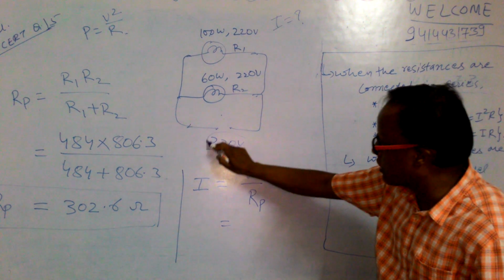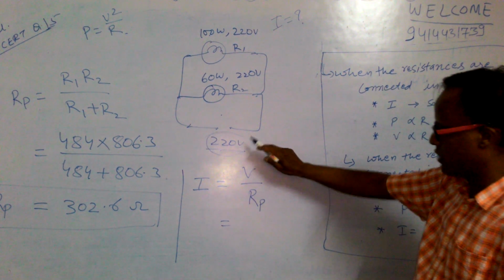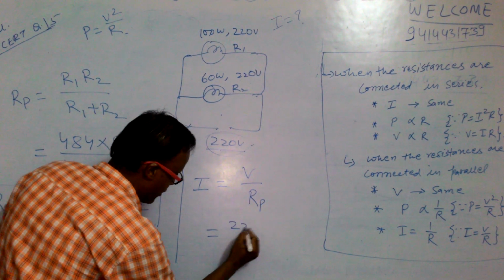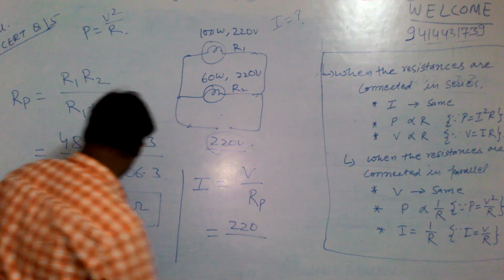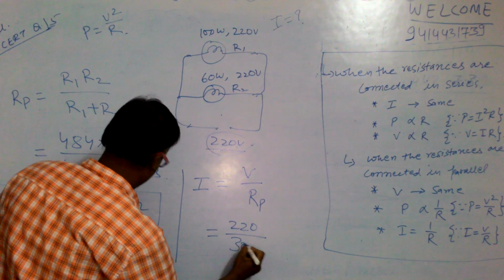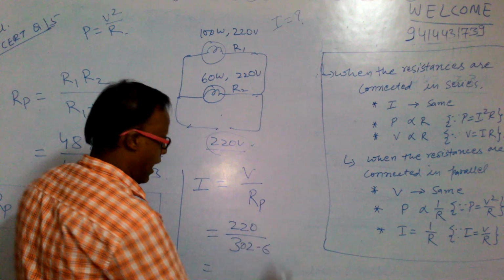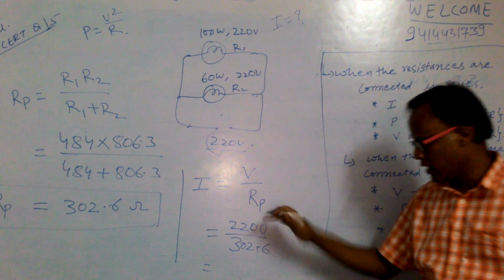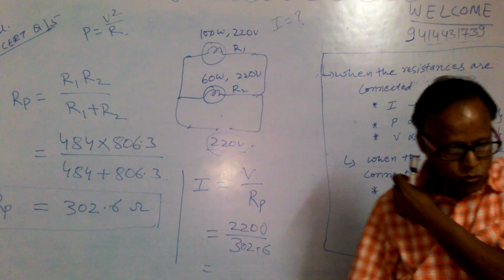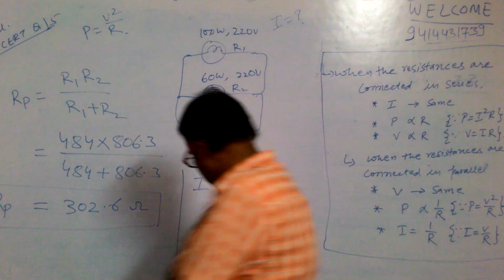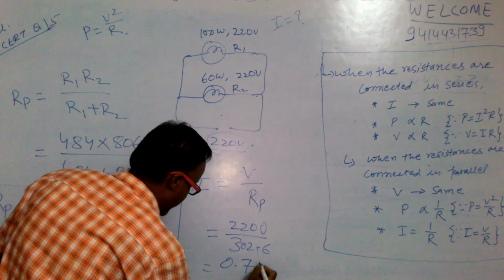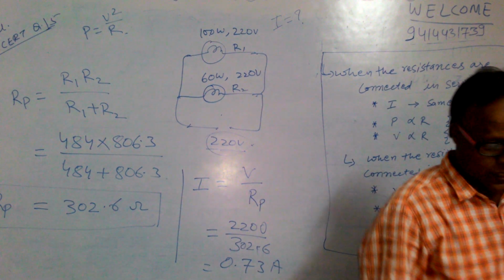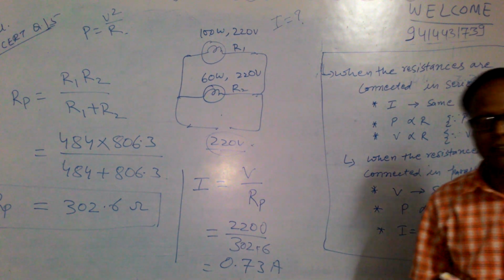What is the supply voltage? 220 volt. So I is 220 volt upon the resistance, 302.6. Remove the decimal and divide. After calculation we get 0.73 ampere. 0.73 ampere. Thank you.